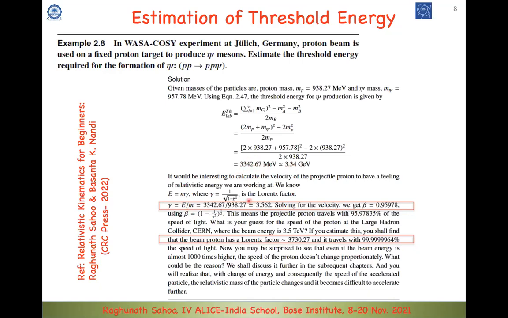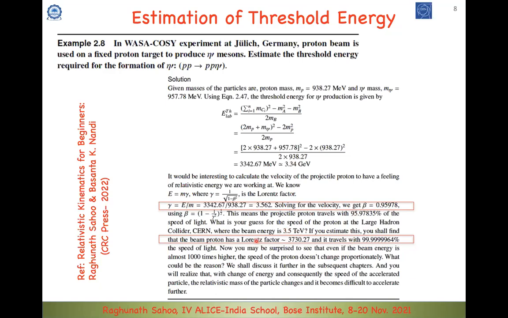When I divide by my mass, I get 3.62 as the gamma factor for Waja-Koji. If I solve for the velocity, beta is 95.978%. Now I wanted to see what happens if I go to the LHC. There, your beam energy is on the order of TeV. I went up to 3.5 TeV, which is almost 1,000 times higher, so the energy is now 1,000 times higher.